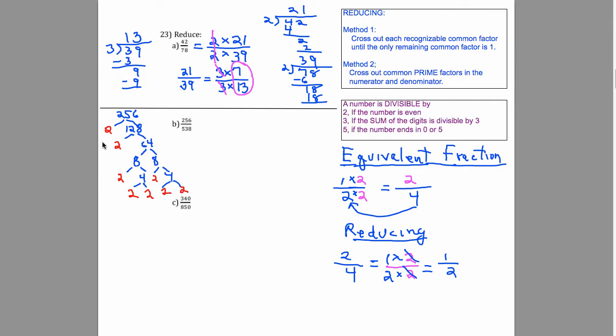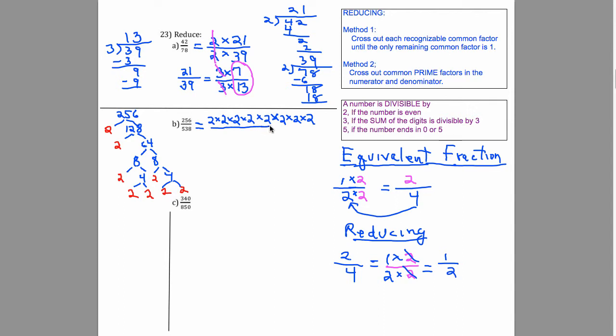And let's count them up. 1, 2, 3, 4, 5, 6, 7, 8. So there are 8 2's. So let's write that. We have 256 equals 2 times itself 8 times. 1, 2, 3, 4, 5, 6, 7, 8 of them.